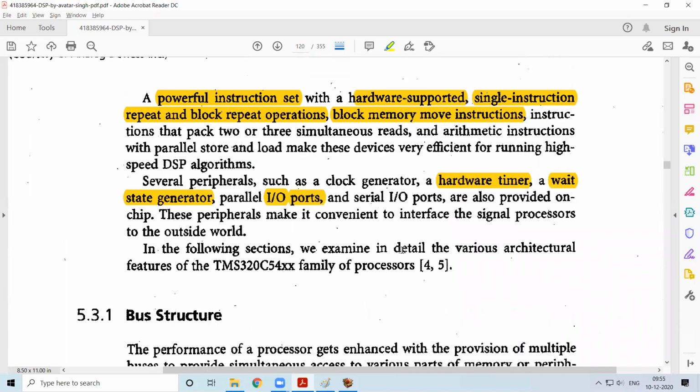In detail, we'll again be discussing the bus architecture, the multiplier, and other aspects in the coming session.